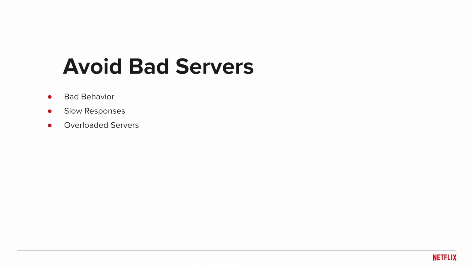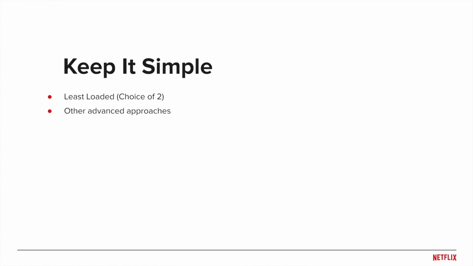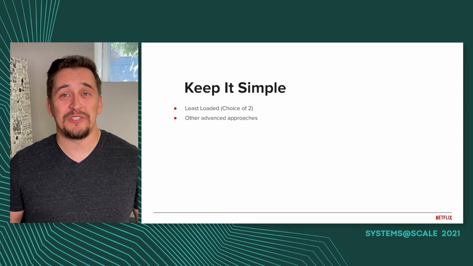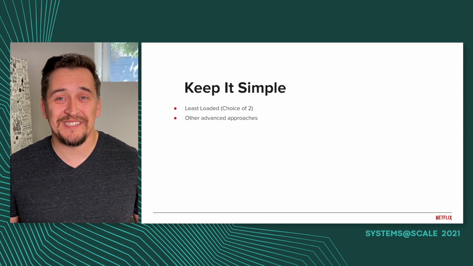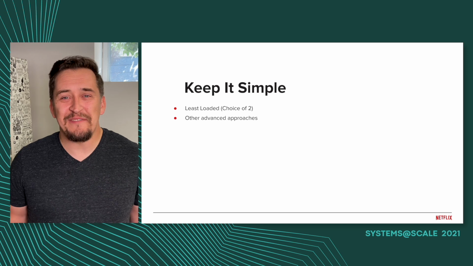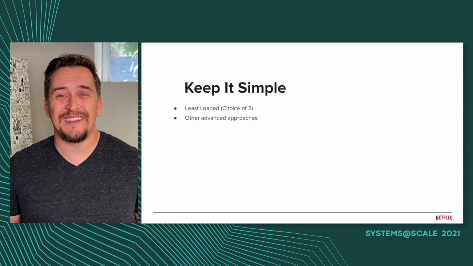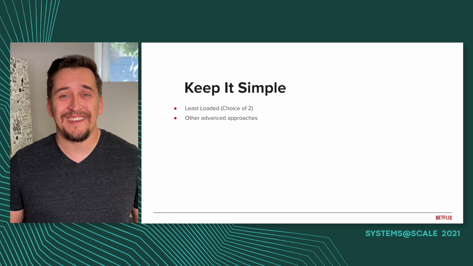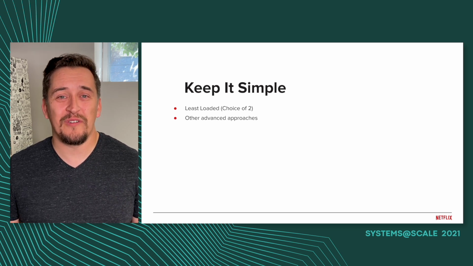But at Netflix, we've actually decided to just keep it simple. We use what's called a choice of 2 load balancer. And what it does is it just picks 2 random servers and sends the request to whichever one has the fewest outstanding requests. This is about 95% as good as some of the more advanced algorithms out there that don't share state of all of the servers.